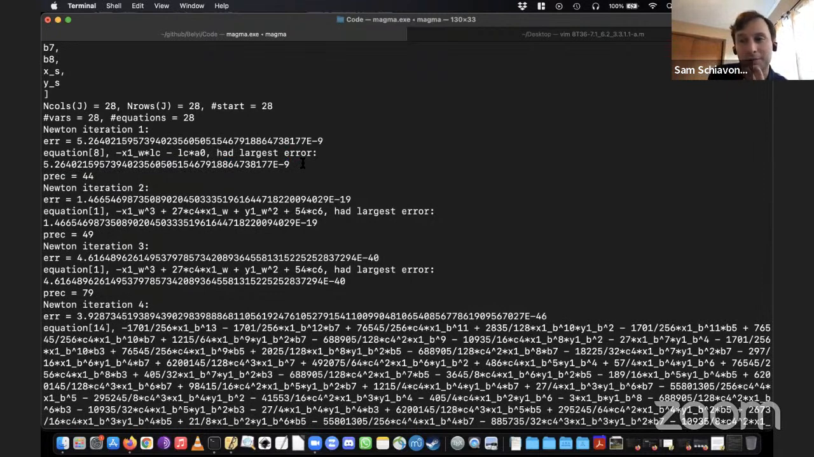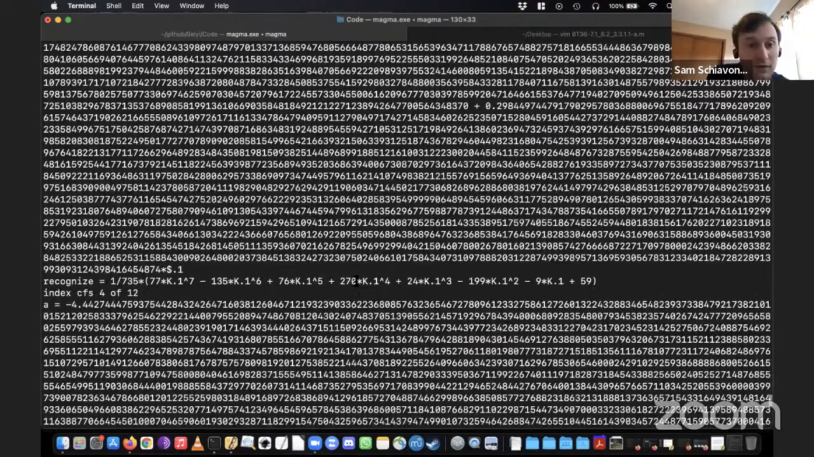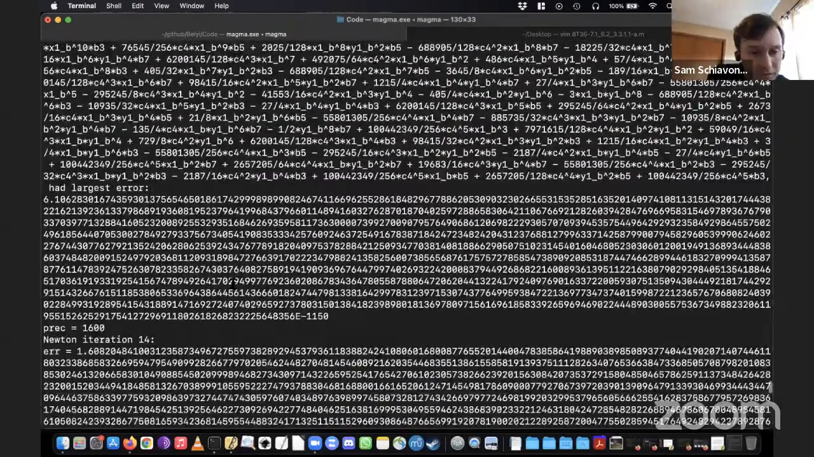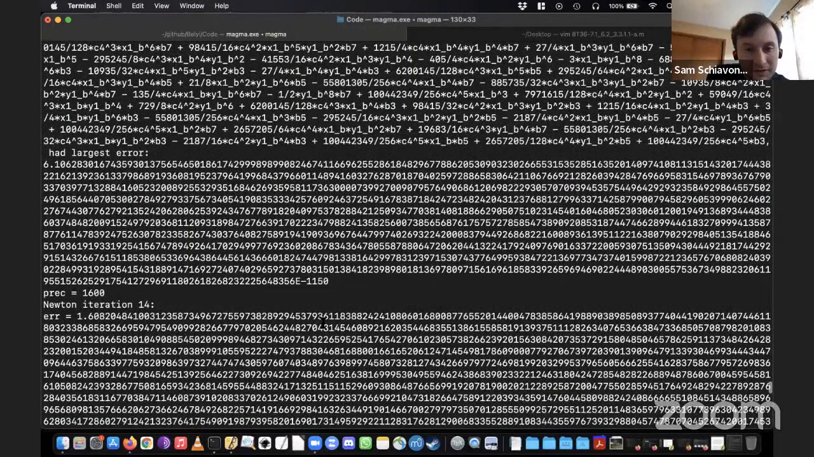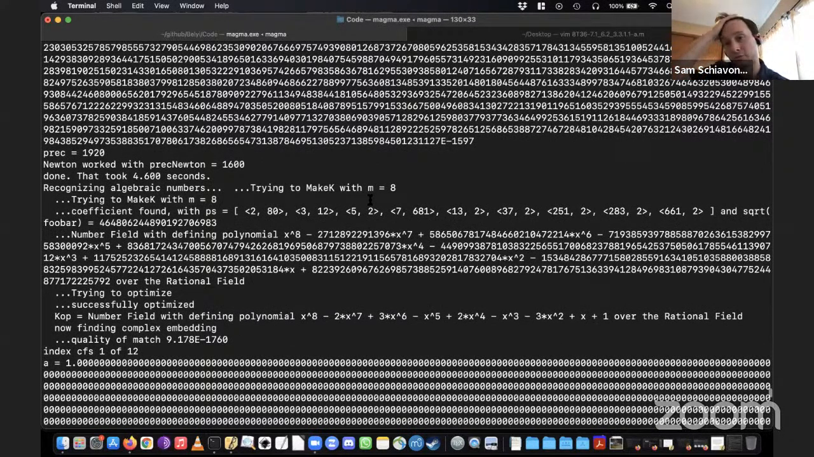10 to the minus 9 is probably not going to be enough to recognize these algebraic numbers. But you can see that each time we do a Newton iteration, we gain a lot of precision. So now there is 10 to the minus 19, 10 to the minus 40, and so on and so forth until we get about 10 to the minus 1600. Okay, so lots and lots of precision. I probably could have gotten away with less if I wanted to. And so now we have very good approximations for these complex numbers, which we think are algebraic numbers.